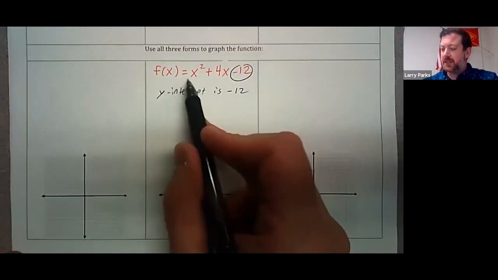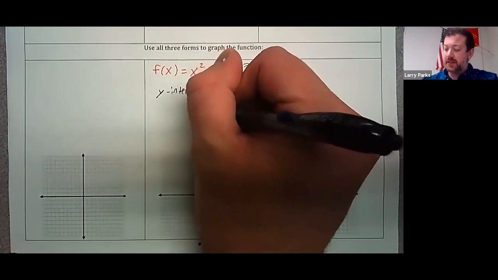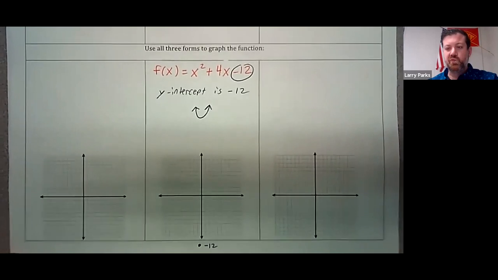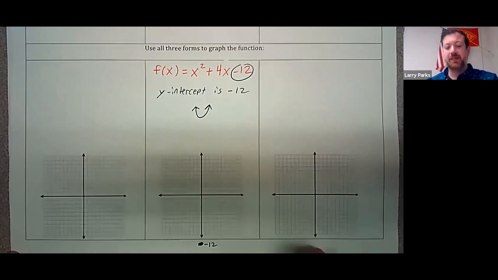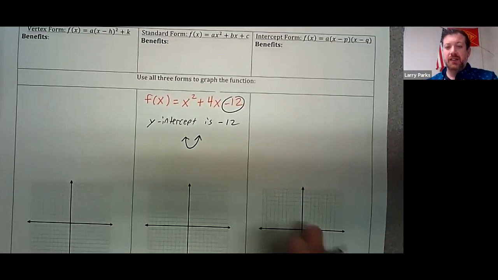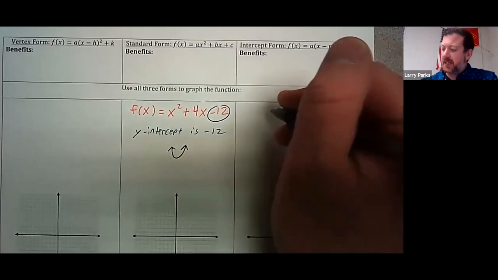We also know because A is 1 that it opens up. It's going to look like this. And wow, my negative 12 is too far over. It should be like right there. There we go. So the easy one is intercept form, going from standard to intercept. So I'll copy this down.